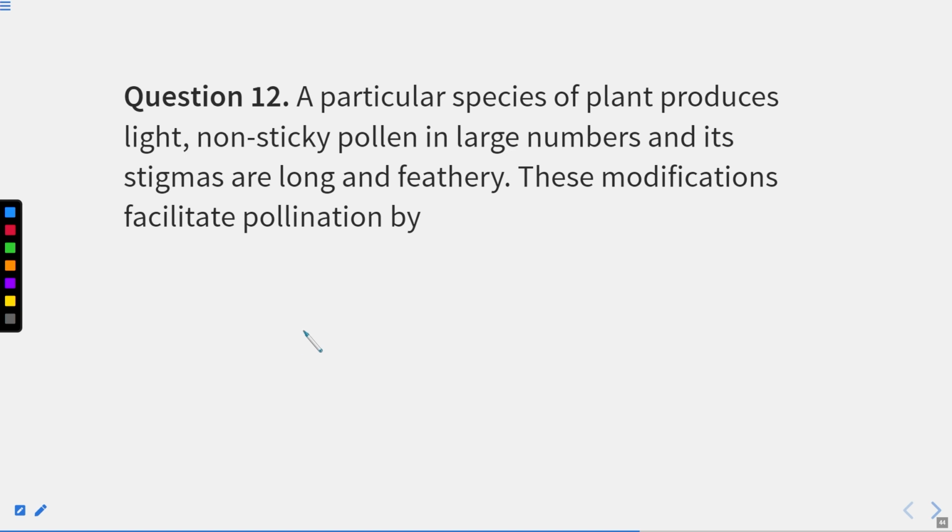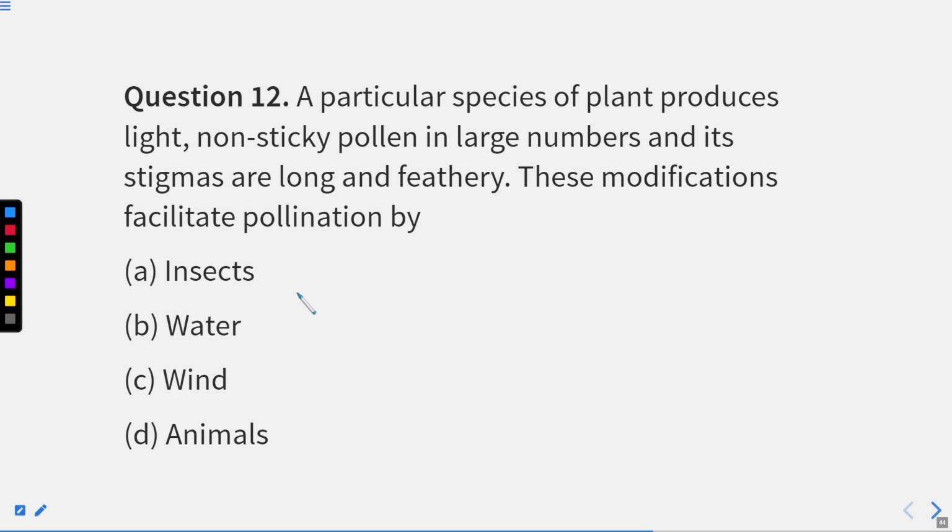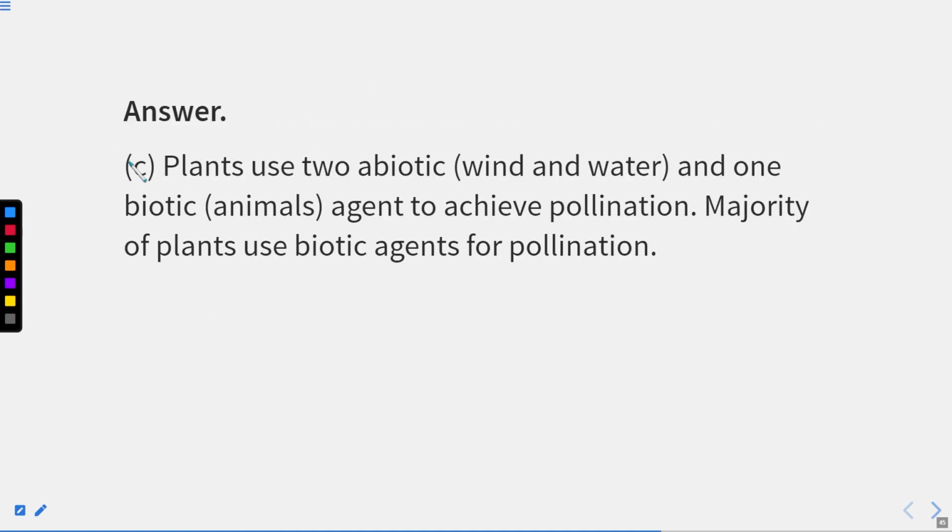Now let's talk about the next question. A particular species of plant produces light, non-sticky pollen in large numbers and its stigmas are long and feathery. These modifications facilitate pollination by: first option is insects, second is water, third is wind, and fourth is animals. Option C is the correct answer.